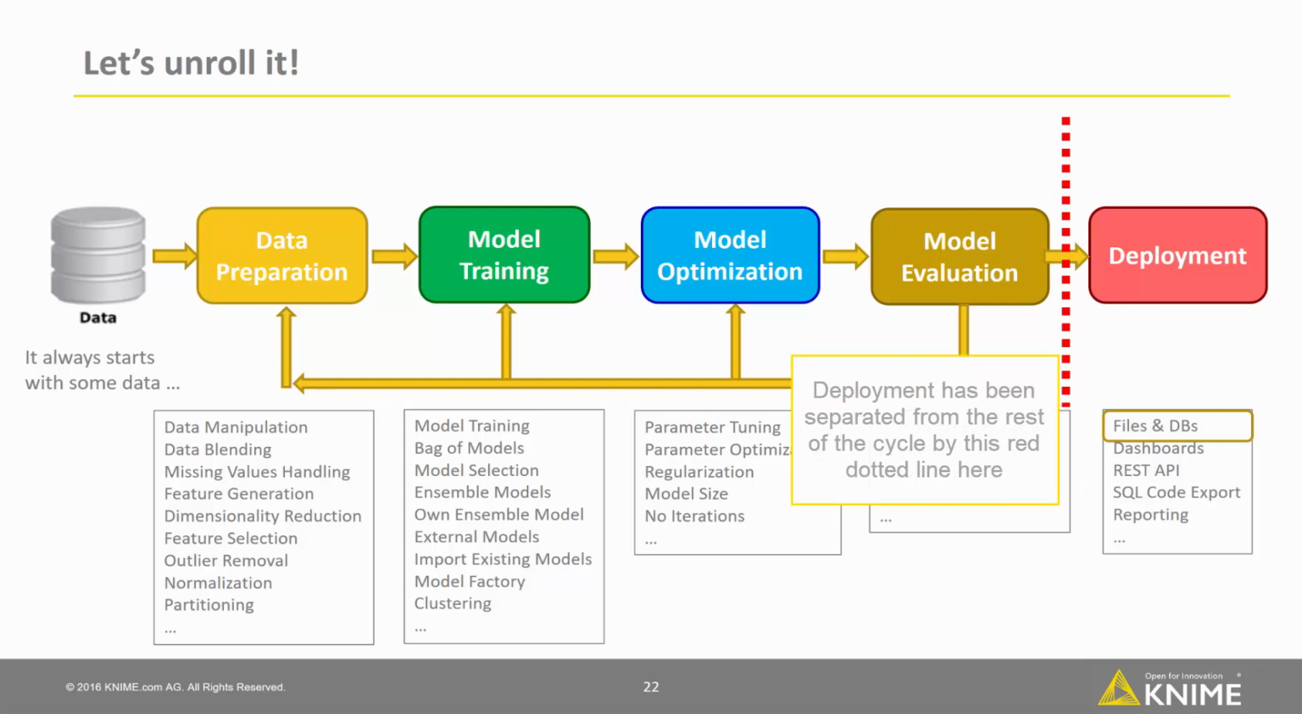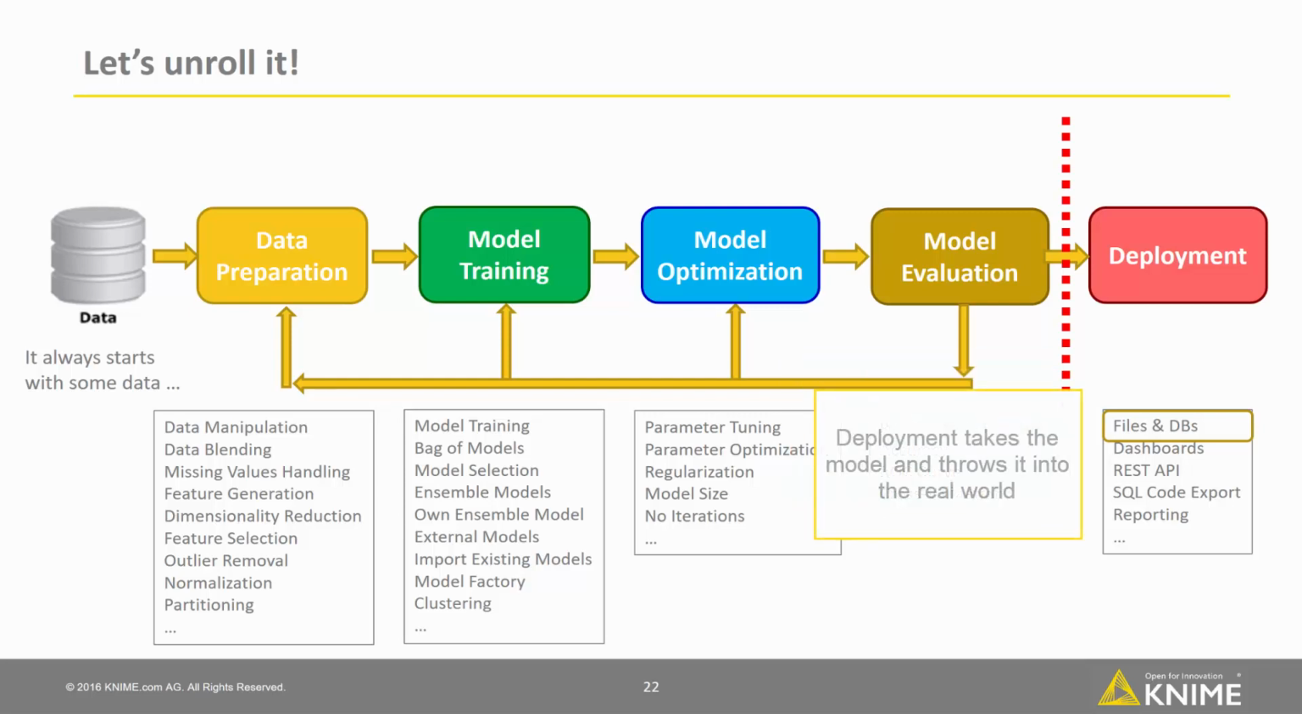Deployment has been separated from the rest of the cycle by this red dotted line here. This is because deployment takes the model, once its performance has been judged acceptable, and throws it into the real world, with real-world data, that is, into production. We can write the prediction results onto a database or a file. We can display the results in flashy dashboards or on paper reports. We can expose them via REST API. We can generate them by transforming the model into SQL code, and we can use them in many other ways.